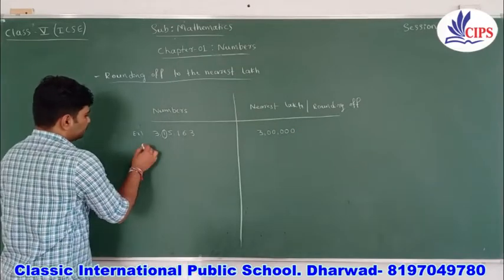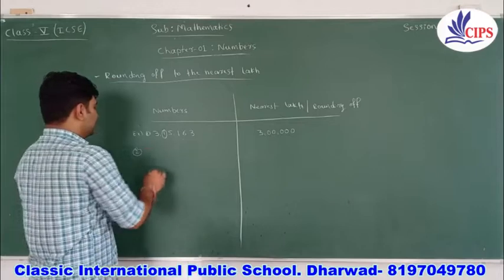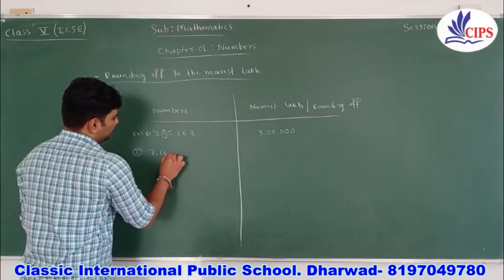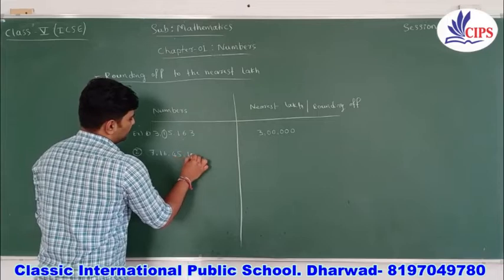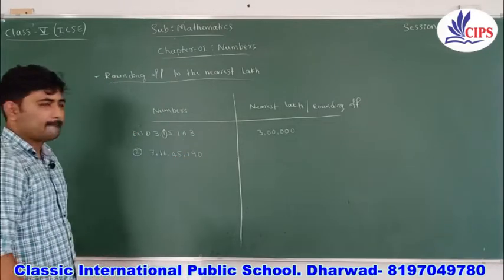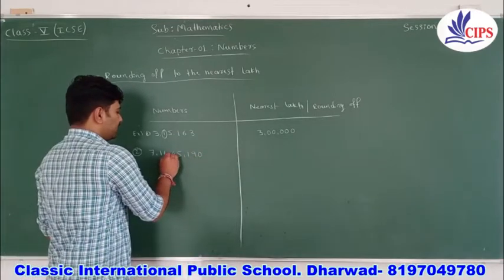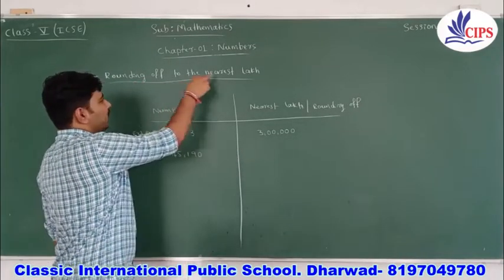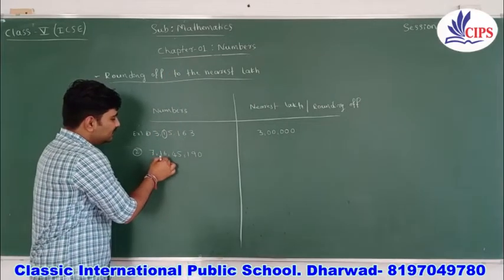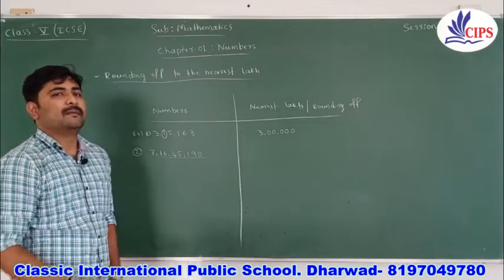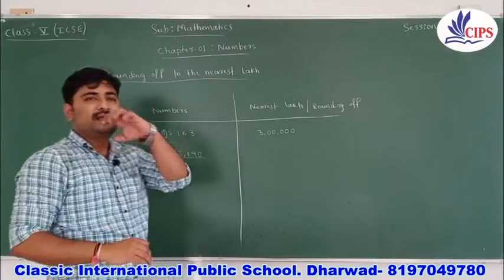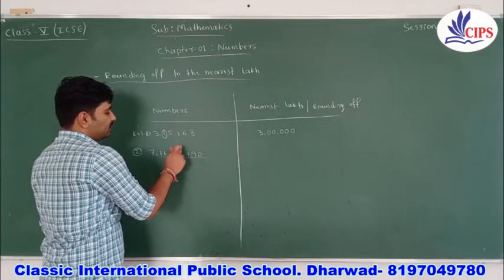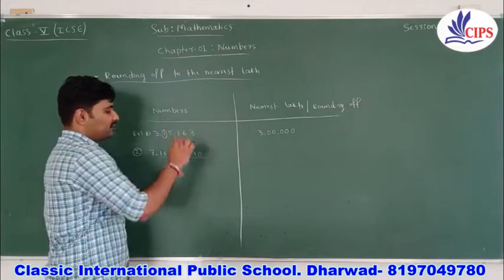Okay, one more number. This time I'll consider a crore number, that means a 7-digit number, say 7 crore 16,45,190 is the number. See how many places? 1, 2, 3, 4, 5, 6, 7, 8. Totally 8 places. But our calculation is only rounding off to the nearest lakh. That means till this 16 lakh is only considerable, and out of 16 lakh we are going to consider only the 10,000th place. What is the 10,000th place? 1, 10, 100, 1,000, 10,000. So this 4 is in the 10,000th place.